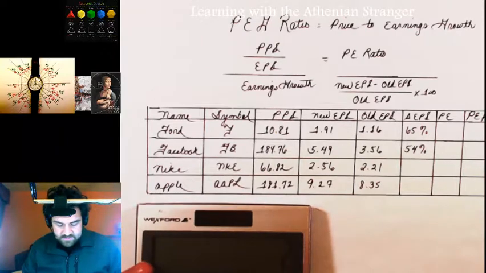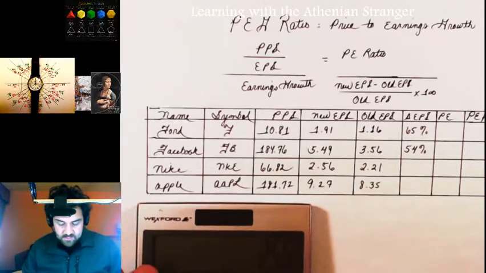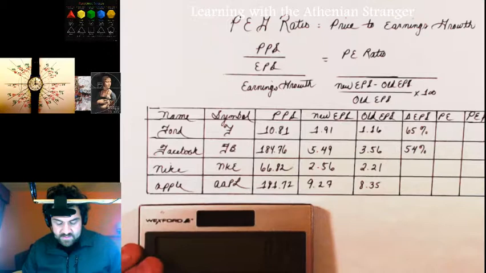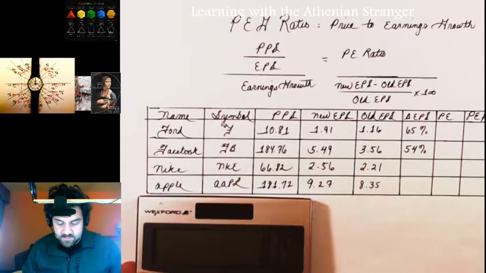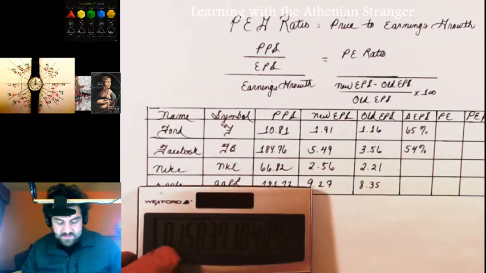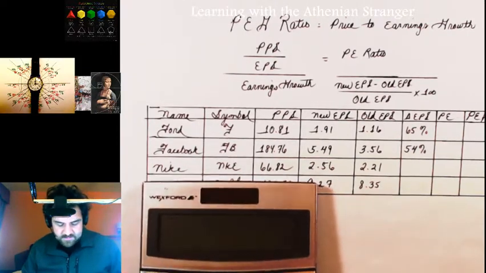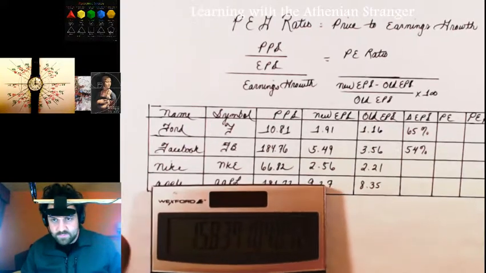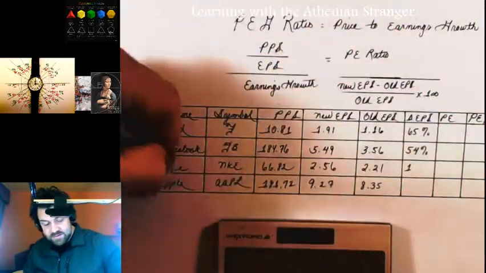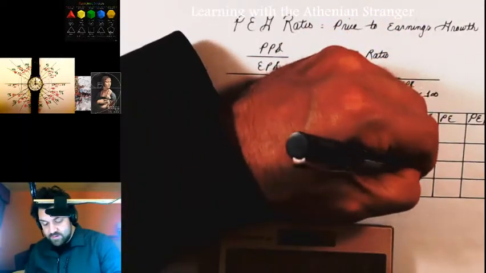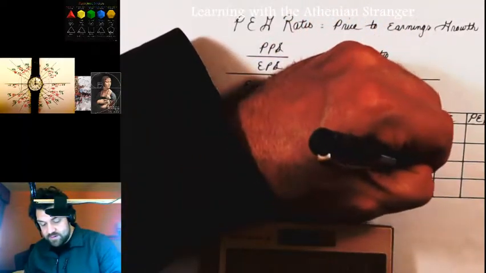Now on to Nike. New year is $2.56 minus old year of $2.21 equals 35-cent change increase in earnings per share divided by old year 2.21 gives us 0.158 times 100 or a 15.8% change in EPS. We'll round up and say that Nike's earnings per share increased year over year by 16%.